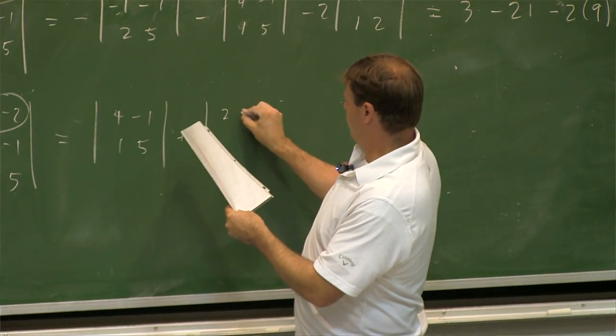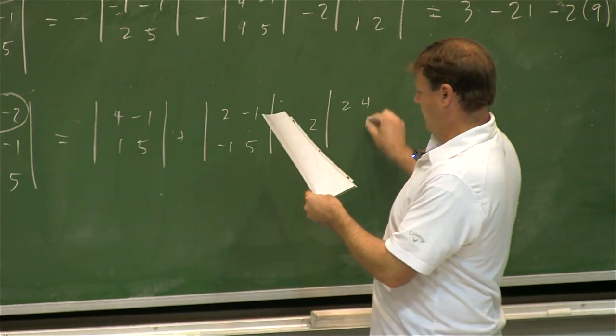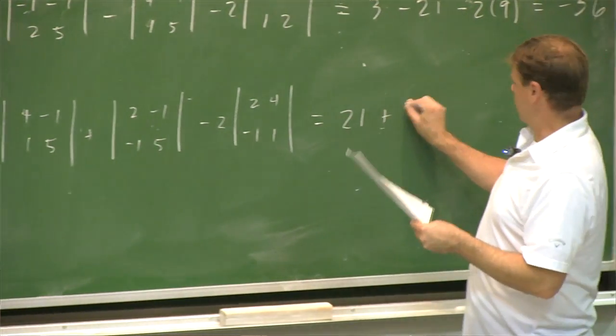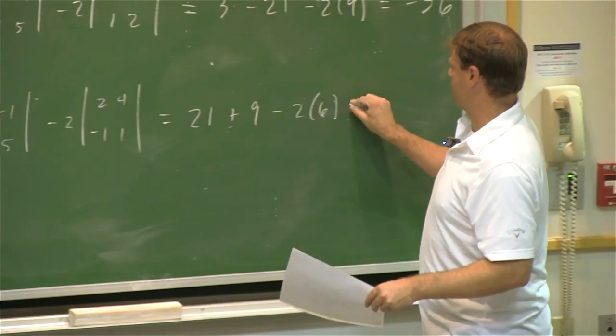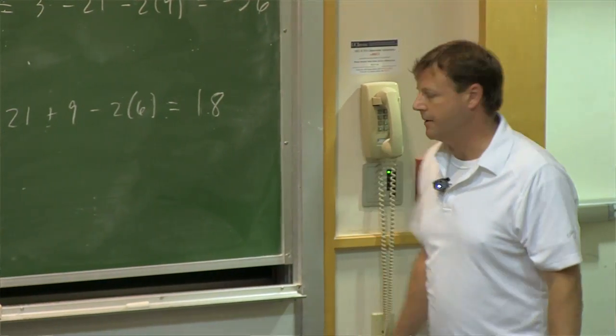Plus 2, negative 1, negative 1, 5, minus 2, 2, 4, negative 1, 1. And that gives me 21 plus 9 minus 2 times 6, and that's positive 18. So again, see if you believe that.